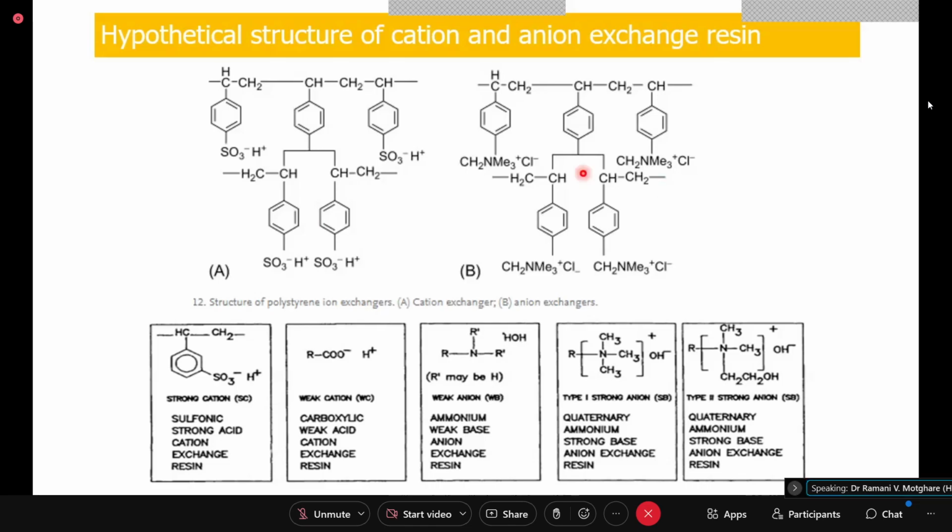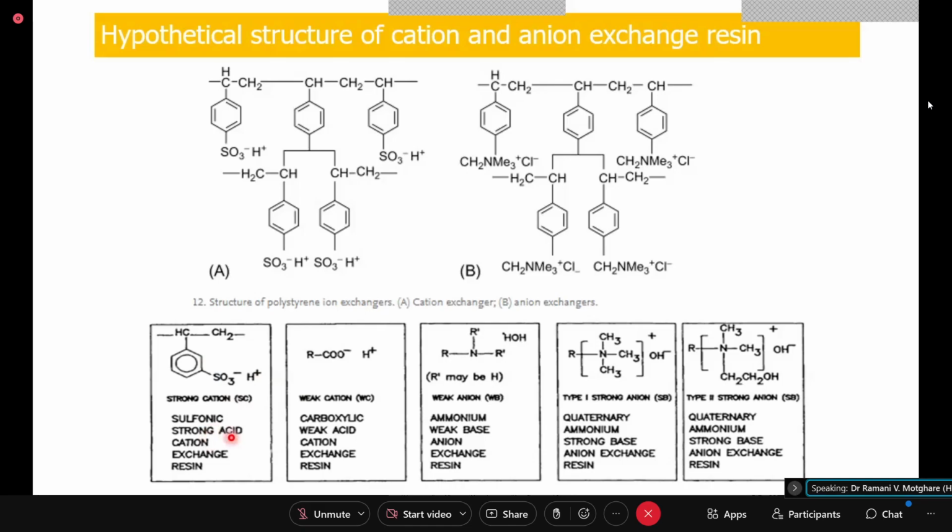And an anion exchanger resin will have CH2N methyl group thrice, overall a positive charge on nitrogen, and Cl minus. Okay. Now there are different types of ion exchange resins. They are classified based on the strength of your fixed charge group.